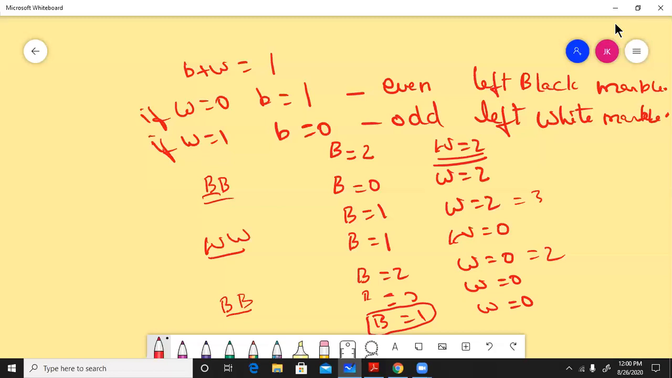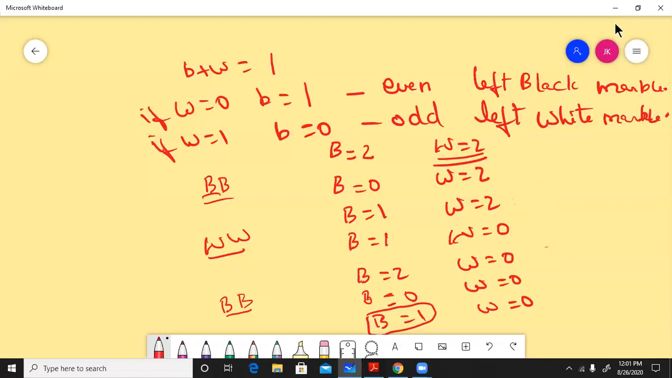Next time I'm going to take it out WW. Okay, WW I'm going to take it out. Means what will happen over here? I'm going to take off two white, means one black is left and zero white. Again, I'm going to put back one black ball, means so 2 plus 1 becomes 2. So I'm going to have this. And finally, I'm having two black balls.